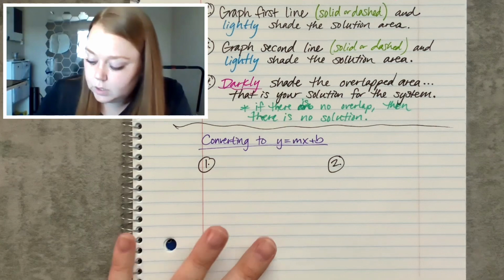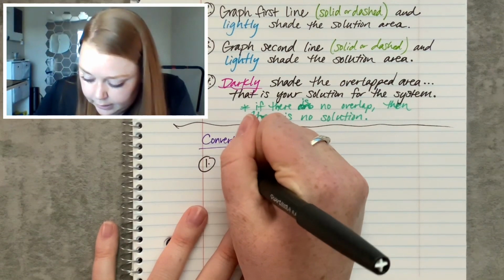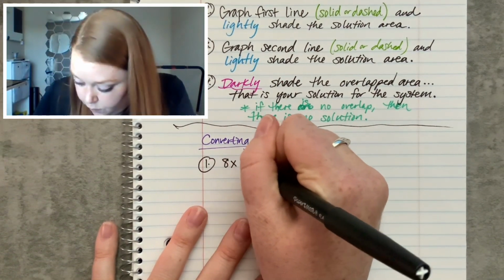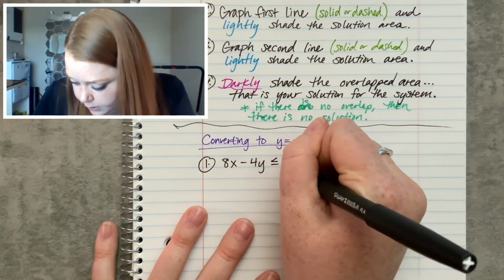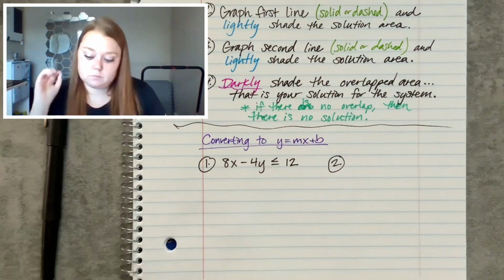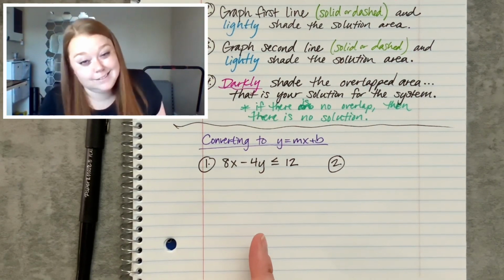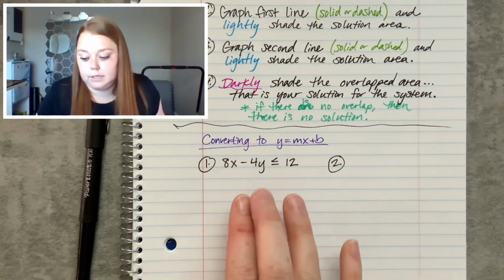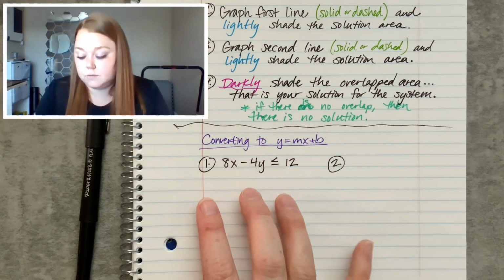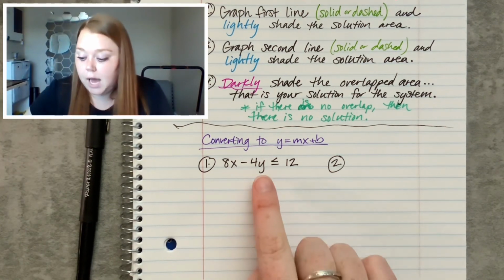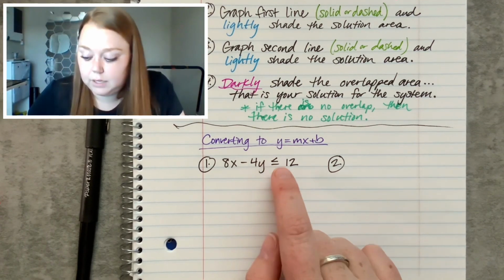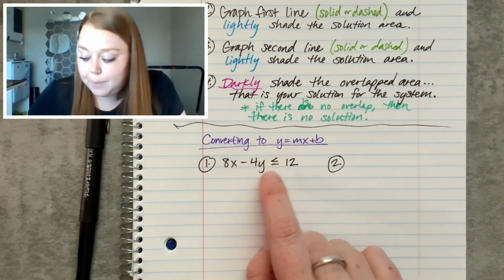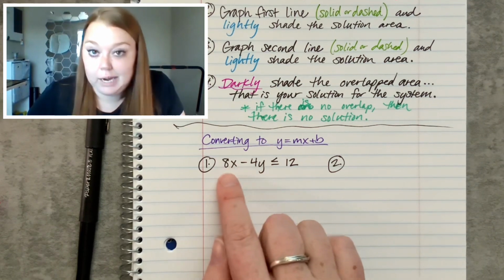All right, so here's our first one. 8x minus 4y is less than or equal to 12. It's not a system, it's just a single inequality. But let's practice converting that to slope-intercept form. I want the y to stay there. I want the y to be on the left of the symbol, but I don't want any of this other stuff hanging out with it.